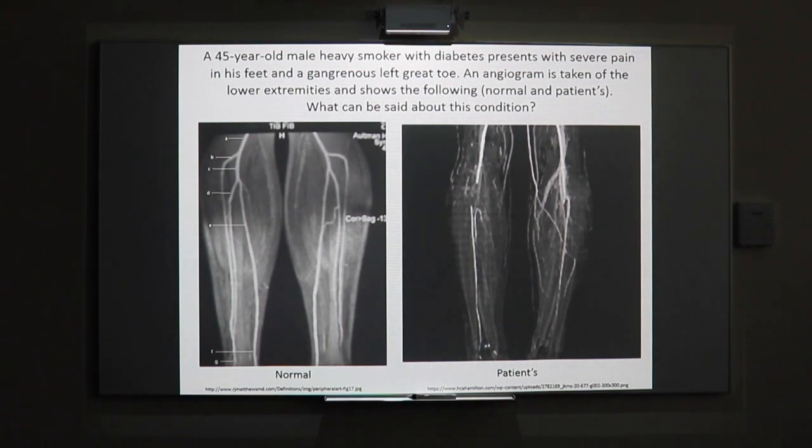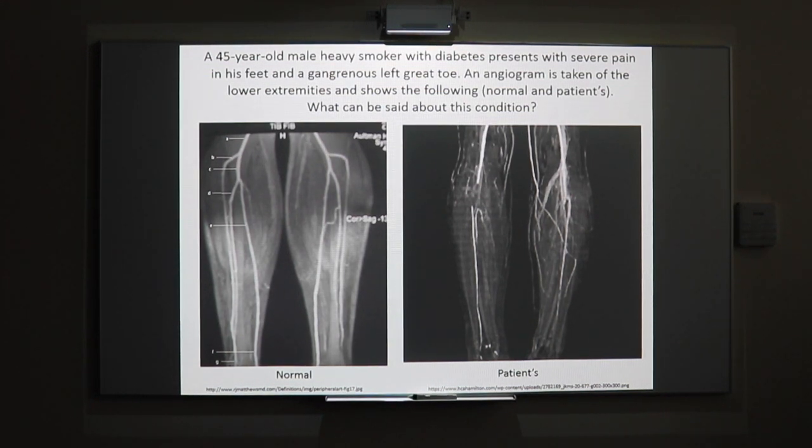Okay, a question for you. Somebody from the back. Yes, you at the end. Yeah. Can you read the question for us? Gangrenous left great toe. An angiogram is taken.